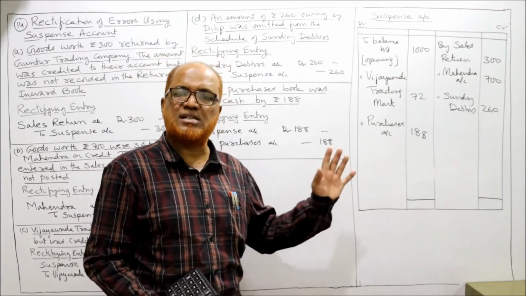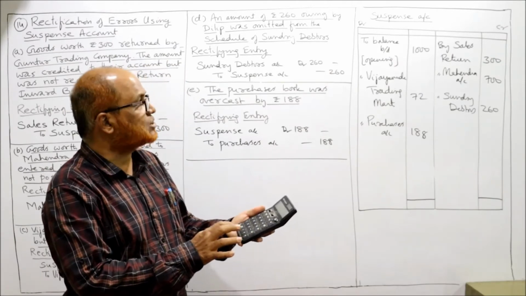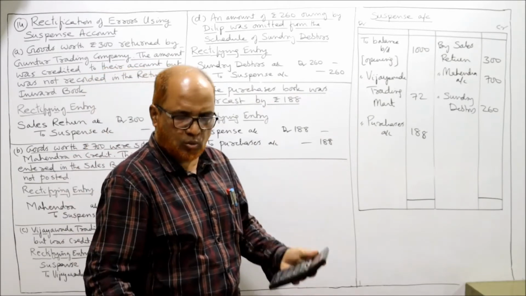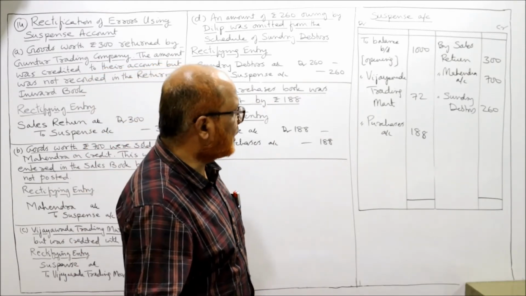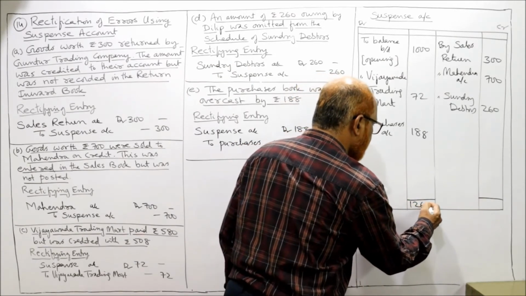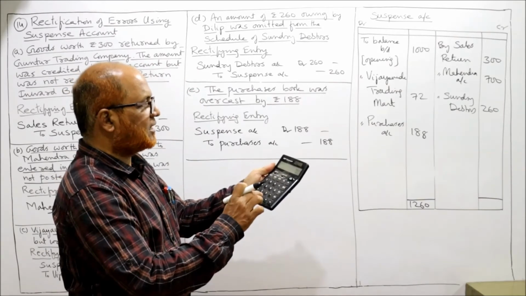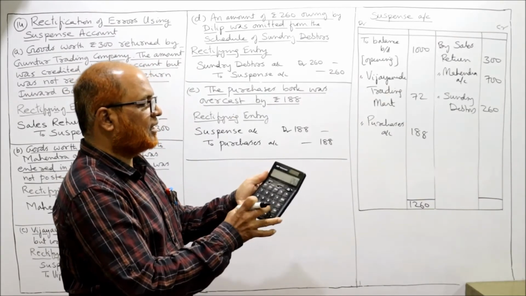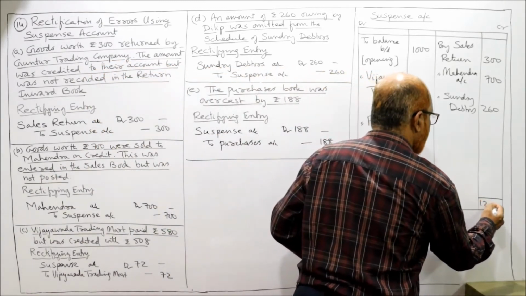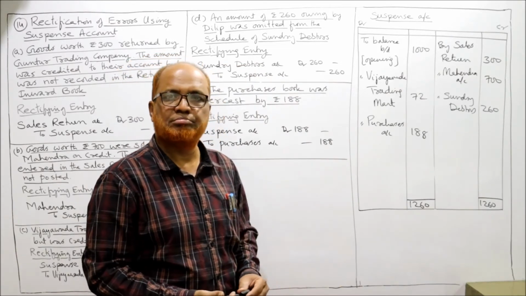Now we'll see whether our suspense account is closed or not. Debit side we are having 1000 plus 72 plus 188. It comes to 1260. So debit side it is 1260. Now credit side 300 plus 700 plus 260. It is coming to 1260. That's all. Suspense account is closed.